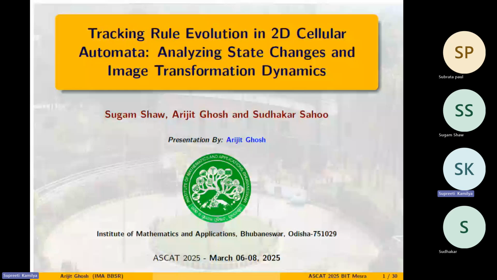Good afternoon, everybody. I am Arijit Ghosh, a research scholar at the Institute of Mathematics and Applications, Bhubaneswar, presenting our paper entitled Tracking Rule Evolution in Two-Dimensional Cellular Automata, Analyzing State Changes and Image Transformation Dynamics. The outline of my presentation.